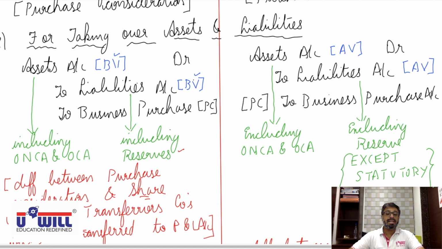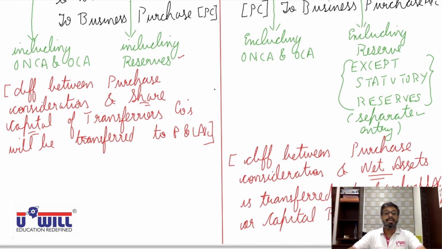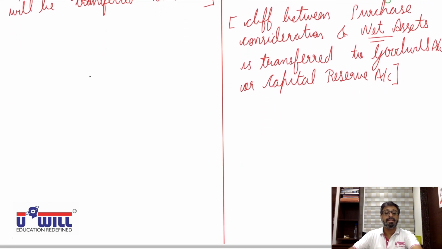In pooling of interest, assets will include fictitious assets, liabilities will include reserves. In purchase method, assets will not include fictitious assets, liabilities will not include reserves. Statutory reserves are taken but by means of a separate journal entry. So in this entry, we don't have to include reserves. Further difference, in pooling of interest method, purchase consideration and share capital's difference is transferred to P&L account, and in purchase method of accounting, purchase consideration and net assets difference is adjusted either with goodwill if we are paying more or with capital reserve if we are paying less.